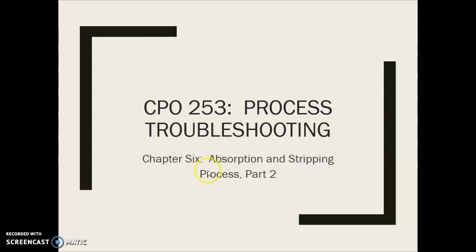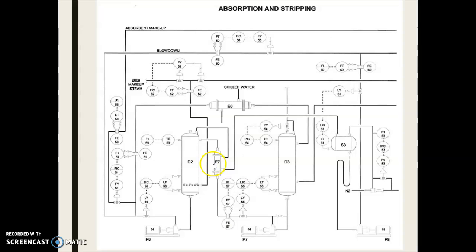Today we're on the second part of Chapter 6, which is absorption and stripping. We're going to talk about the process operation. So if you look at your page 6-23, figure 6.1 is the schematic, looks similar to this. I also have a really good color-coded one that showed the flows in the last lecture.